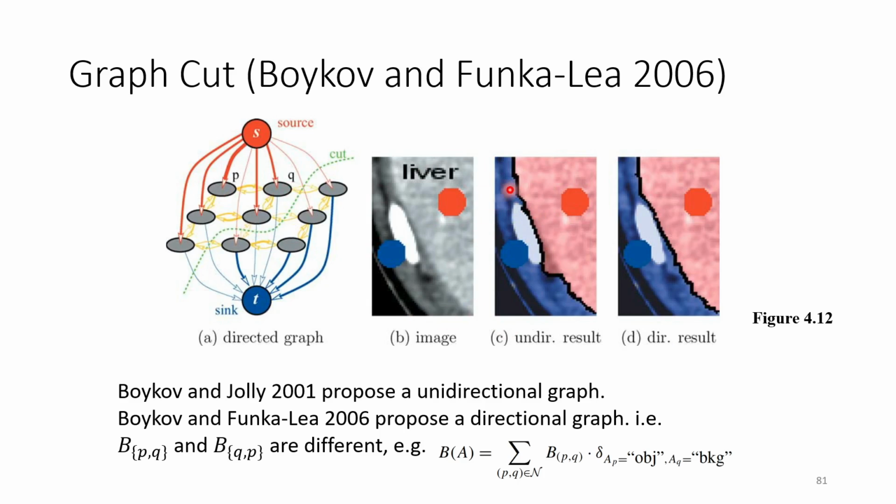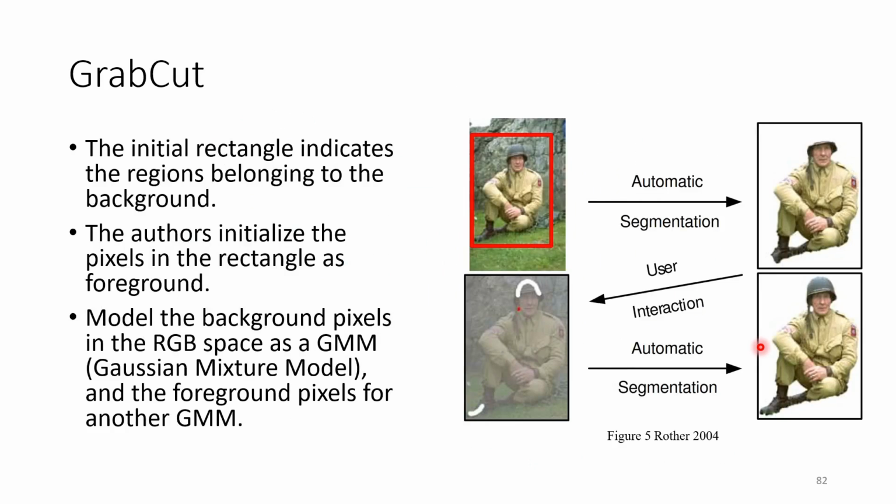So this is a medical image, and you can see the liver here. Using the new approach, it creates a better segmentation result. Okay, so let's go to GrabCut. This is the paper published in 2006.